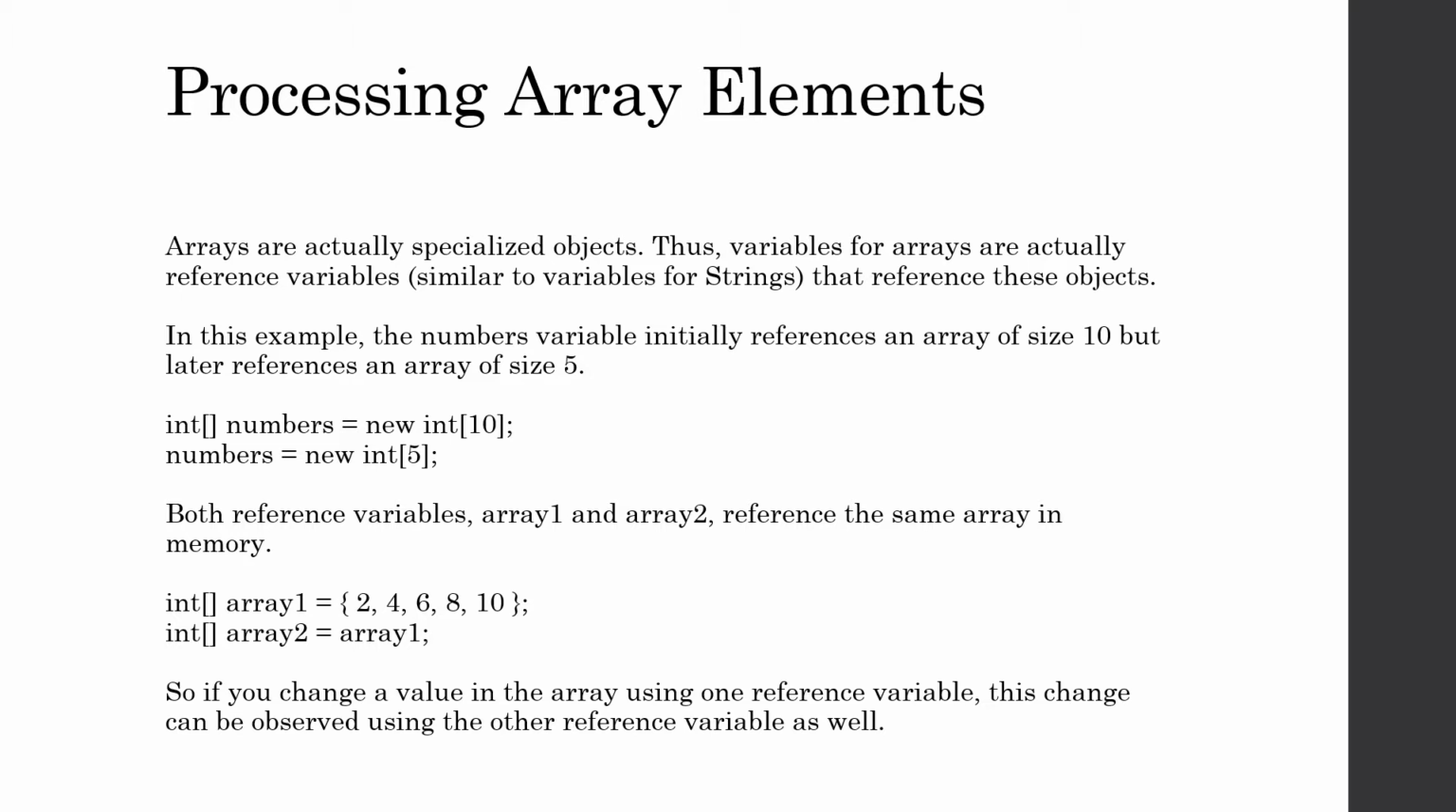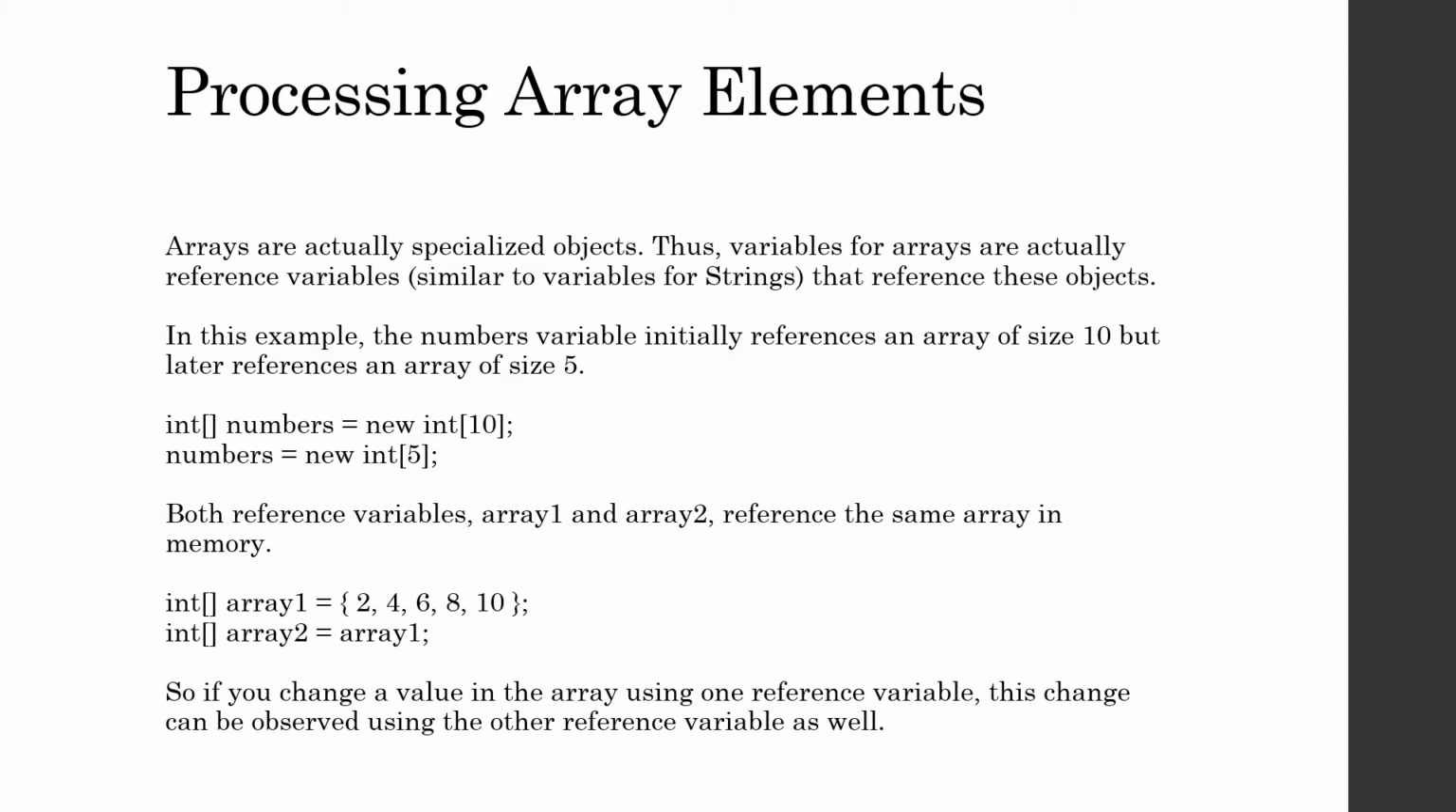So the idea here is that we want to try to assign the contents that array 1 has to array 2 as well. So we essentially want another array with the values 2, 4, 6, 8, and 10. And technically we've kind of achieved that, but not really in the way that we intended to. Since what's going to happen now is array 1 and array 2 are both going to be pointing to the same array in memory. So what this means is that if you change a value in the array using one of these reference variables, this change can be observed using the other reference variable as well.